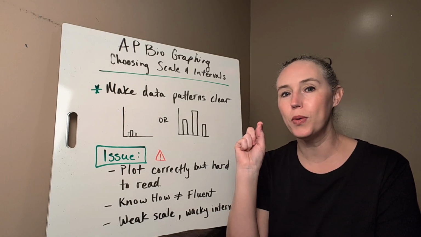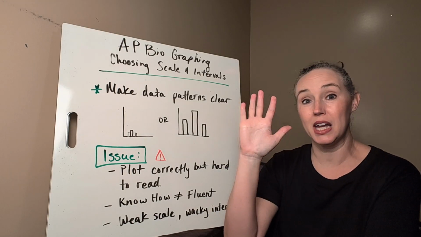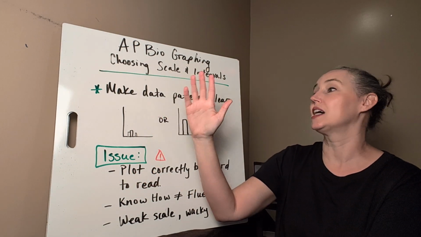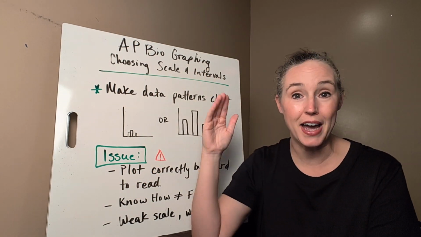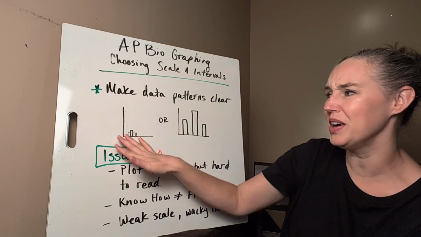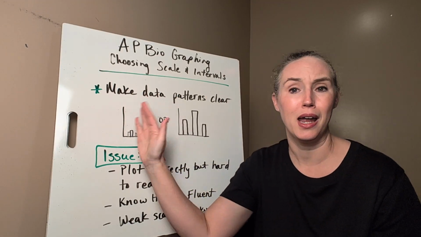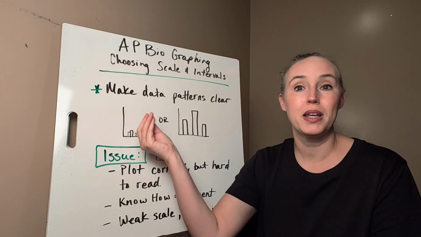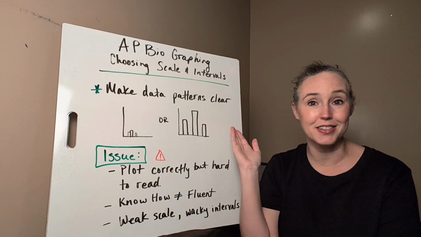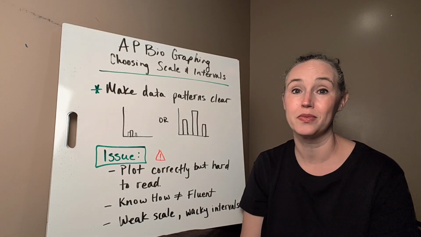Remember, the whole point of a graph is to make a data table that's just a bunch of numbers into a clear visual so that you can see patterns and answer your investigation question. If you have a graph that's cramped and uneven, you're not going to be able to see the truth of the data as if you had scaled it and done correct intervals.